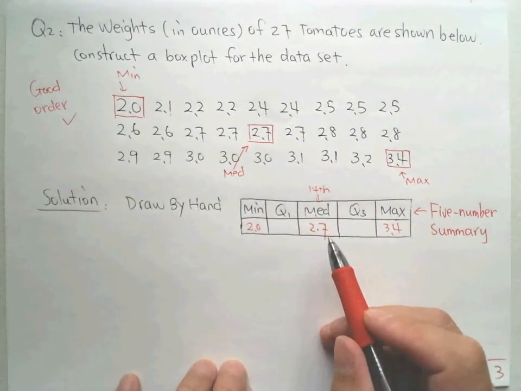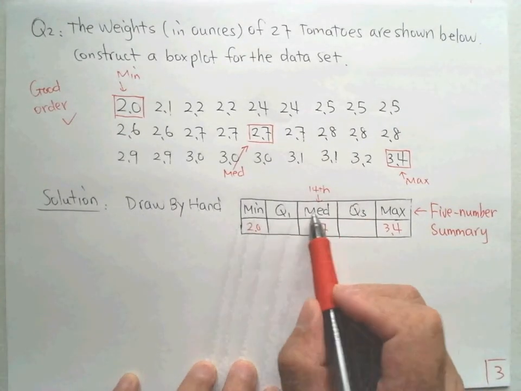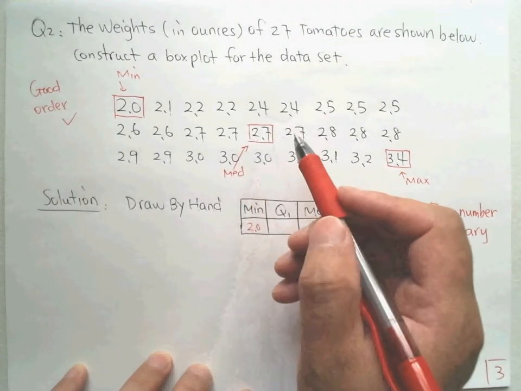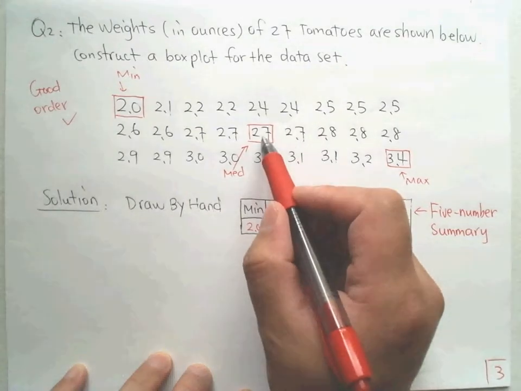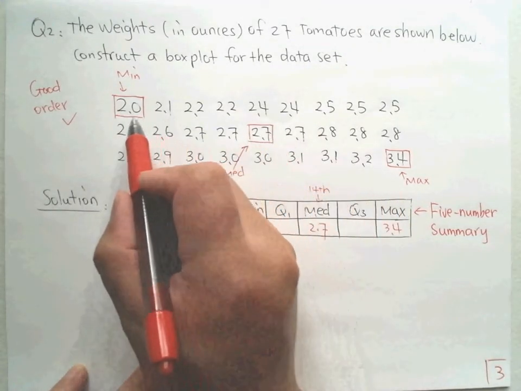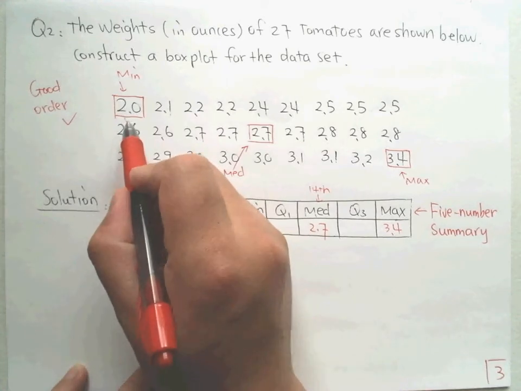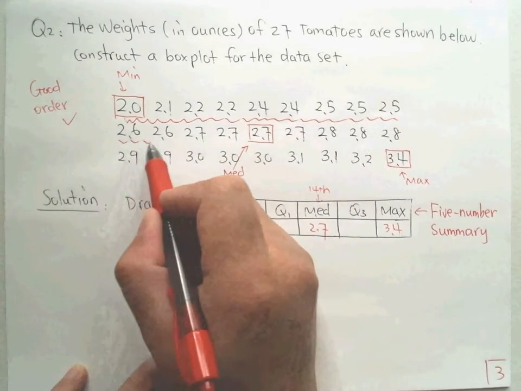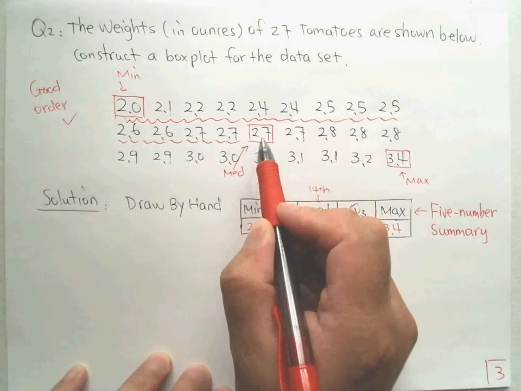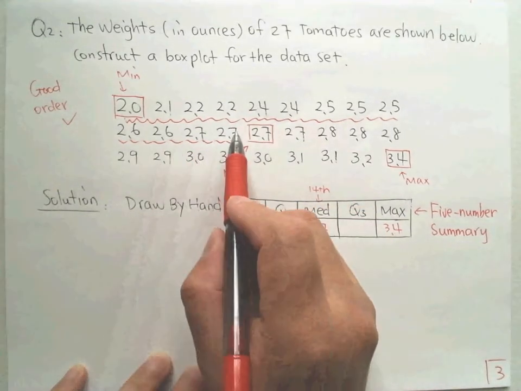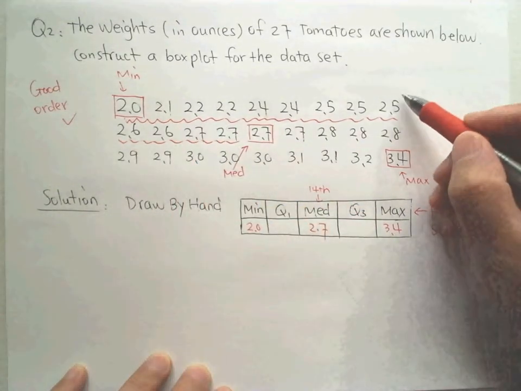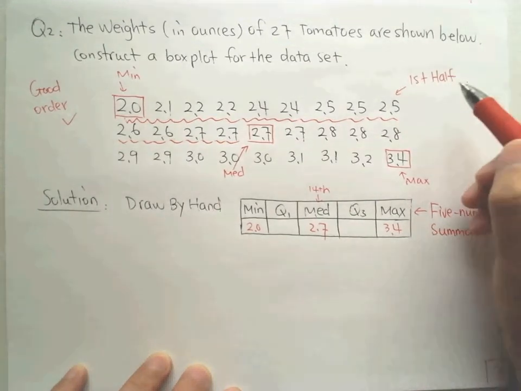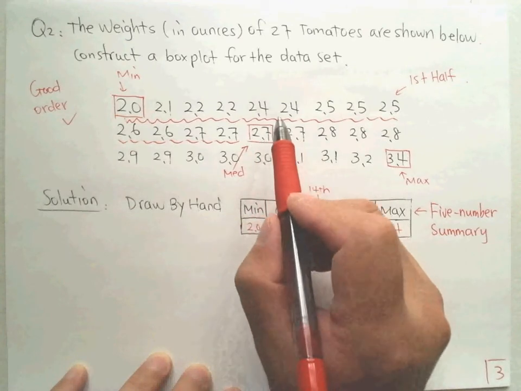The median is 2.7. And then what is Q1? Q1 is the median of the first half. Where is the first half? This is the median one. Exclude it, remember this? Exclude the median, it is a single data. The first half goes up to here. Exclude this data. So how many? 13 data. This is the first half.